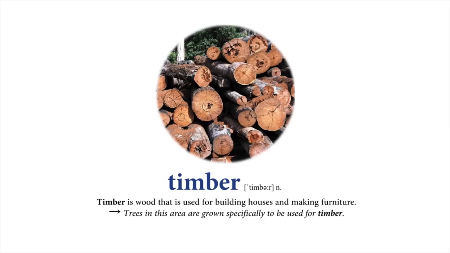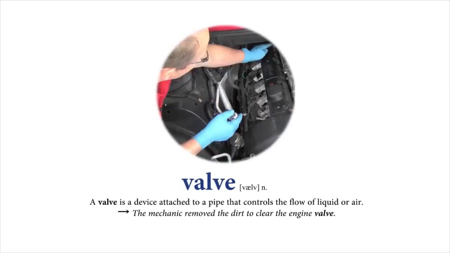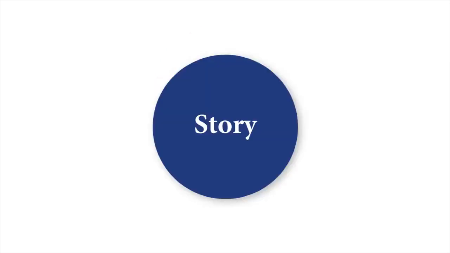Timber. Timber is wood that is used for building houses and making furniture. Trees in this area are grown specifically to be used for timber. Valve. A valve is a device attached to a pipe that controls the flow of liquid or air. The mechanic removed the dirt to clear the engine valve.